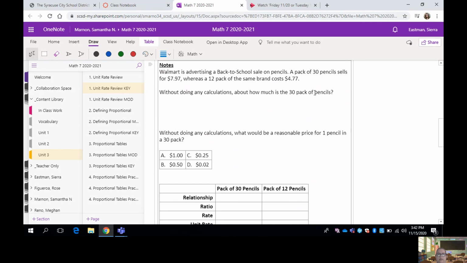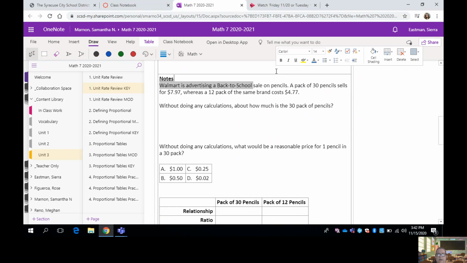Okay, so without doing any calculations, they want us to find how much the 30-pack of pencils is going to cost. It tells us a pack of 30 sells for $7.97. Without doing any calculations, how much is the pack of 30? And we should see here that it's about $8, right? We can estimate a little bit. It tells us here $7.97, but this keyword about tells us we're allowed to estimate. So I'm going to go ahead and estimate that to about $8.